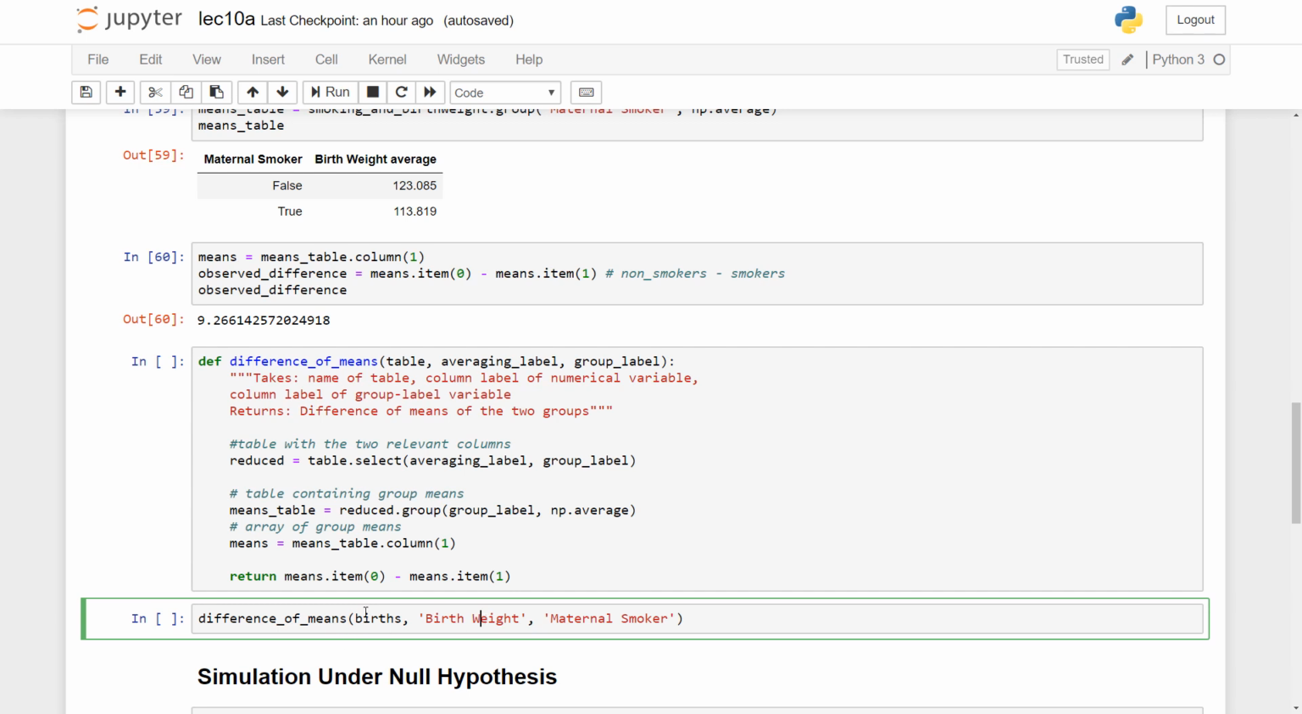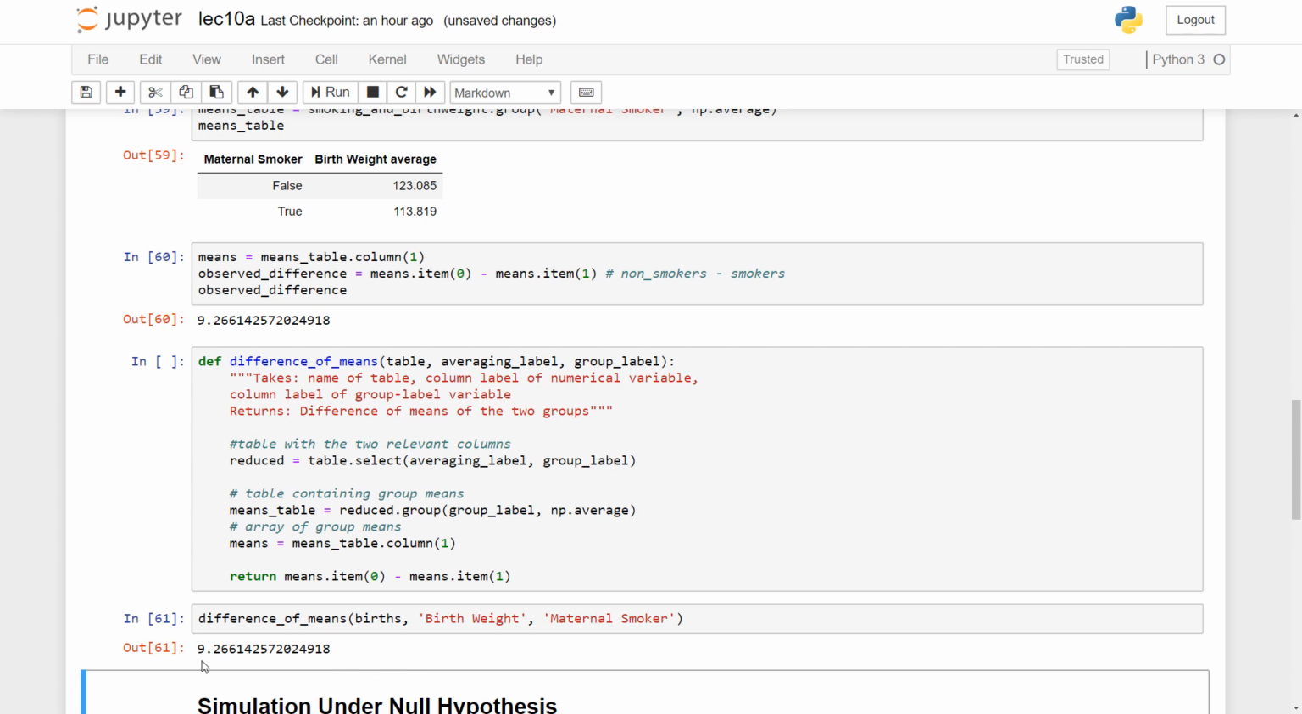Let's test the implementation of this function. We call it with the births table, the original table, the averaging label will be the weight label, and the group label will be the smoking label. If we call that, we get 9.26, which is the same number we got here.